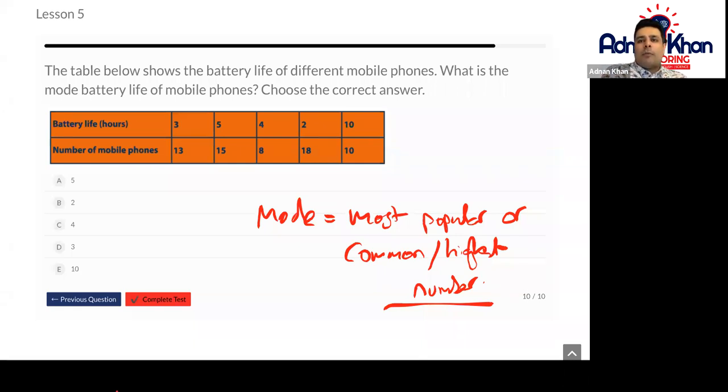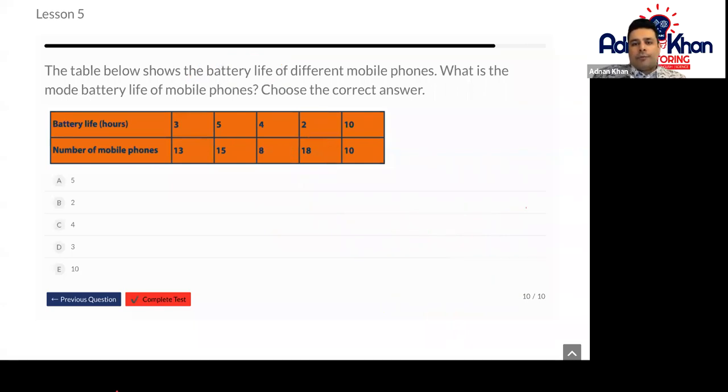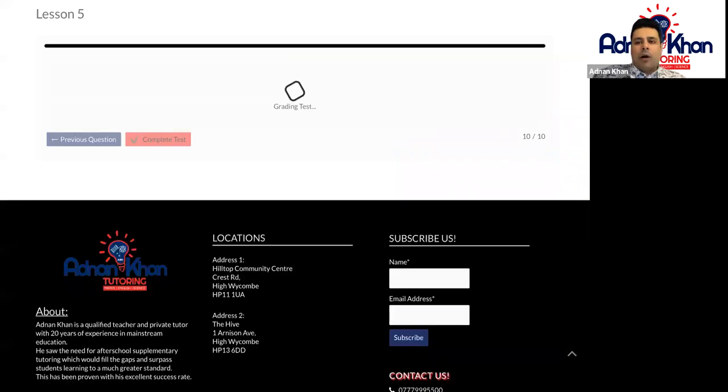Now remember, we're looking for battery life here. Battery life, that's the key word. So if you look at battery life for 2 hours, it gives us 18 mobile phones. So there were 18 mobile phones that had a battery life of 2 hours. That means 2 hours is going to be our mode because it has the biggest number right next to it. So in this case, we're going to go for 2 as our answer here.